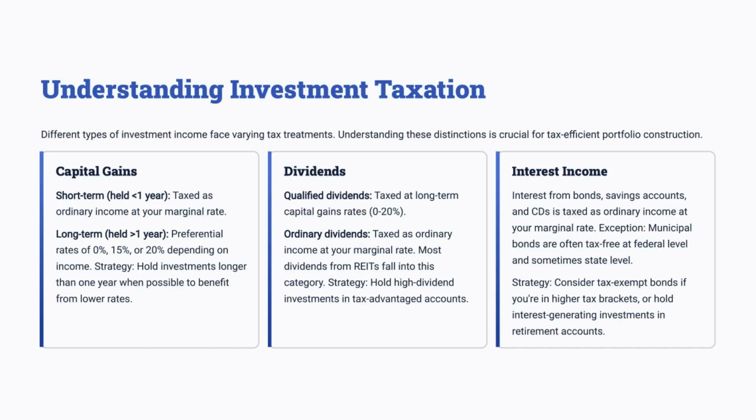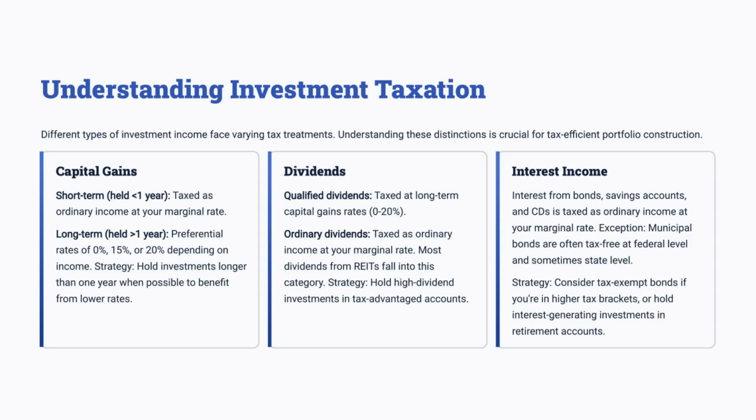Investment income is taxed differently. Short-term capital gains are taxed as ordinary income, while long-term gains enjoy lower rates. Qualified dividends are taxed like long-term gains, but ordinary dividends and interest income are taxed at your marginal rate.